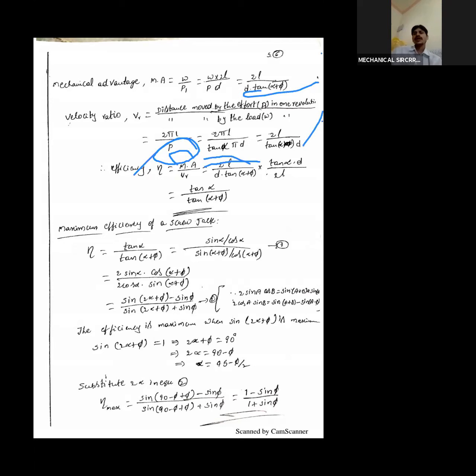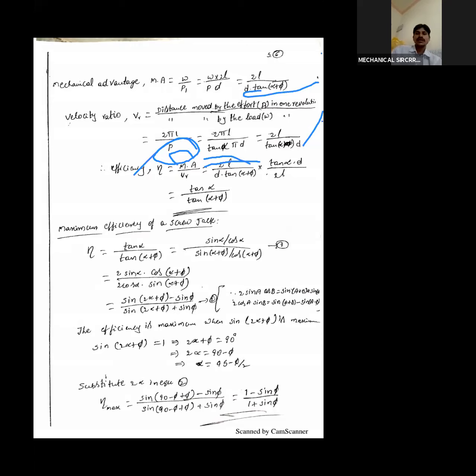When we have the mechanical advantage and velocity ratios, we may also calculate the efficiency with the help of both values. That is, the efficiency eta equals mechanical advantage by velocity ratio. So how much is mechanical advantage? We will just substitute both the values.